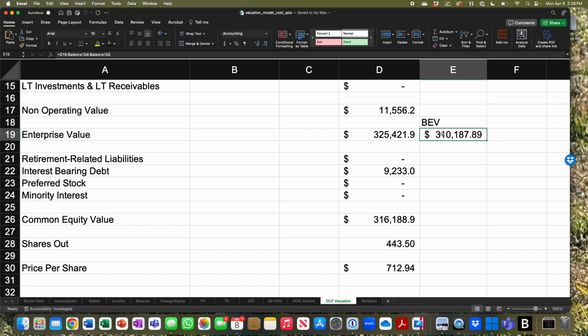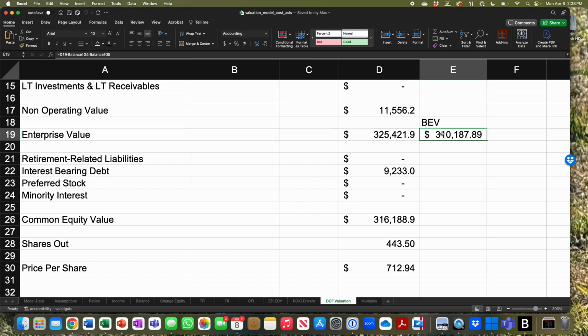How does Bloomberg calculate it? Because we're going to be looking at data in Bloomberg. We're going to compare it. We need an apple and an apple. Okay? So in cell E19, we're going to call it BEV, Bloomberg enterprise value. And in cell E20, we're going to put in a formula. And we're going to use the exact same formula Bloomberg uses.